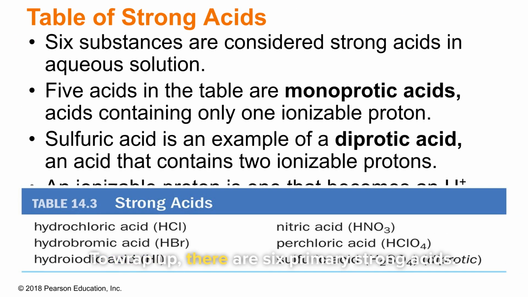To wrap up, there are 6 primary strong acids. We categorize them as either monoprotic, which contain one ionizable proton, or polyprotic, like sulfuric acid, which can provide multiple protons per molecule.